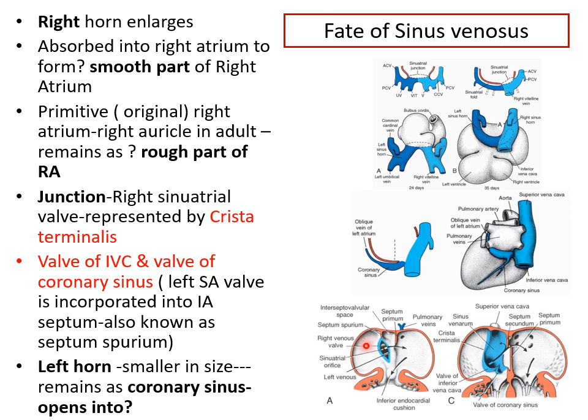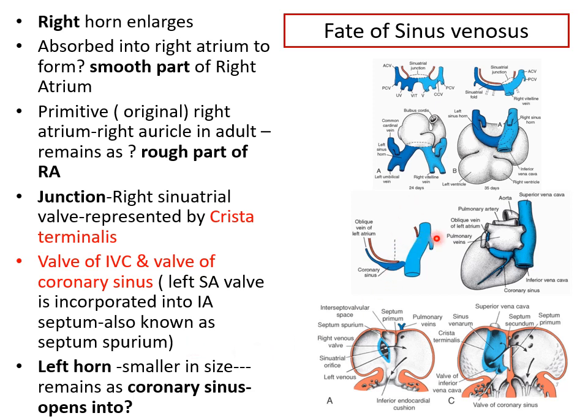Okay, so look at the right and left sinoatrial valves first. That's the right, also called the right venous valve, and the left venous valve. Because the right horn of sinus venosus is getting absorbed into the right atrium, this valve becomes the crista terminalis, etc. Now what happens to the left venous valve? As the right horn is absorbed, the left venous valve or left sinoatrial valve just fuses with the rest of the interatrial septum, and it's also called septum spurium. Okay, so it's then not a separate structure.